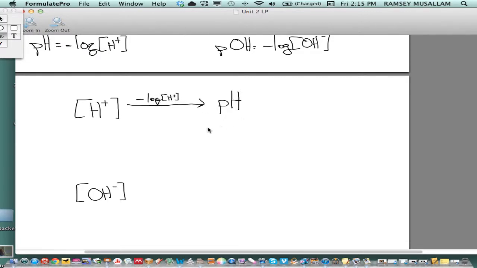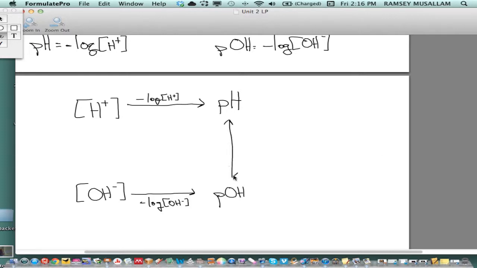That gives you the pH. And let's say I wanted to take the OH minus and convert it into the pOH. How do I do that? Negative log of the concentration of the OH minus. Now, remember that whole pH scale goes from what to what? 0 to 14.